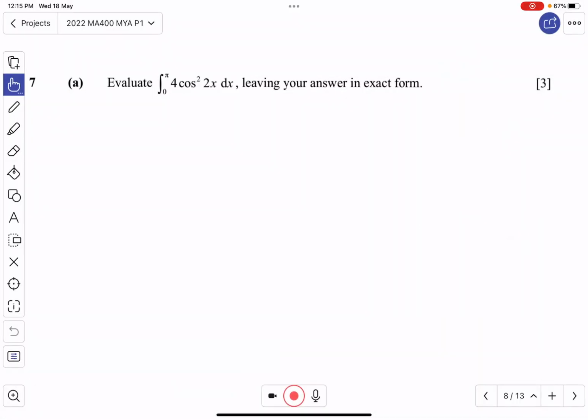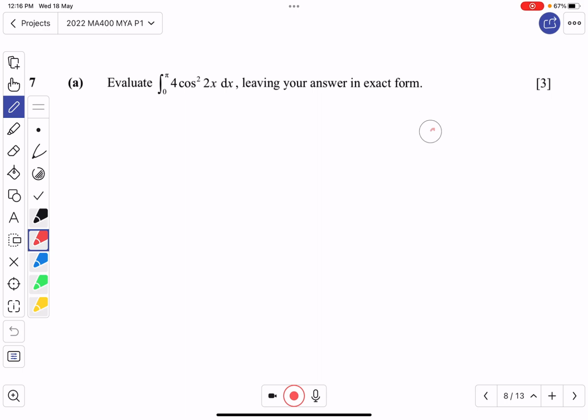So this question, we are supposed to evaluate the integral of 4 cosine square 2x. As we integrate a power of cosine, we know that there's no formula available that allows us to integrate cosine square directly. So in order to mitigate this problem, usually what we'll do is a small trick by using the double angle formula.